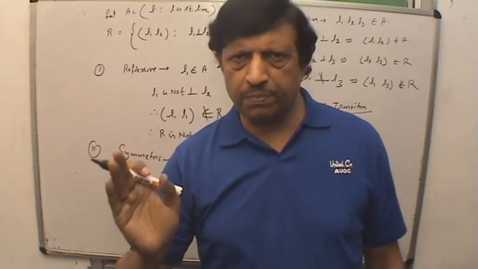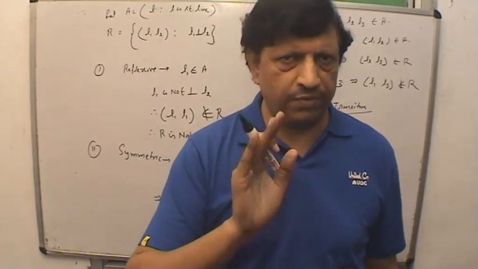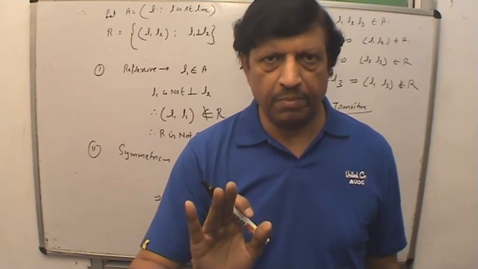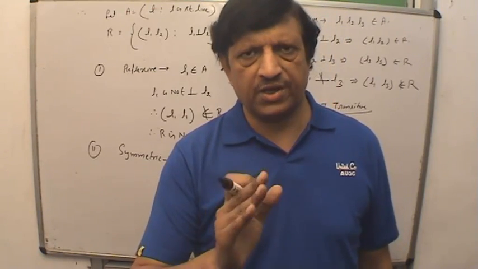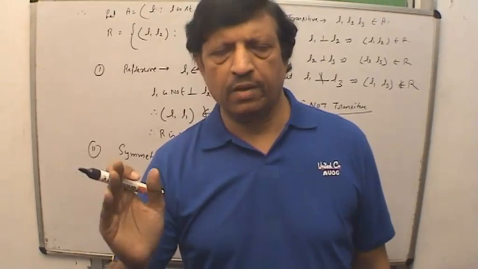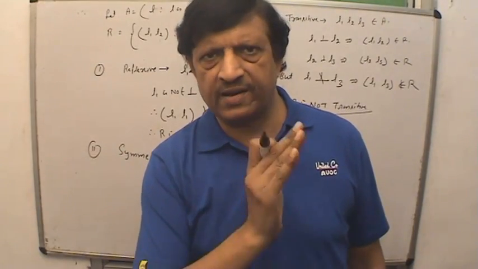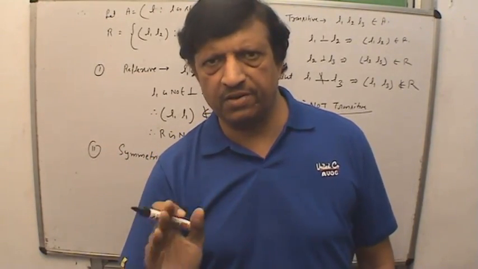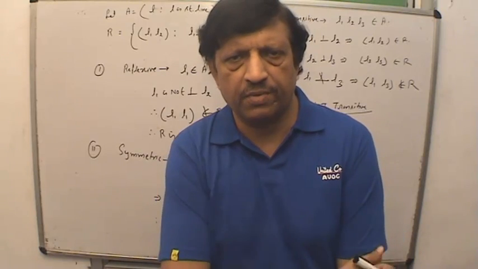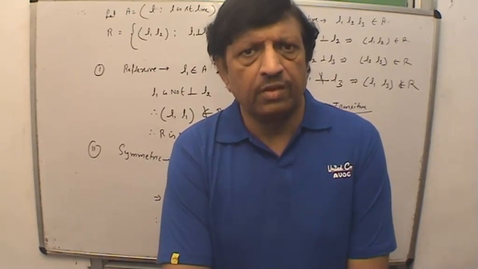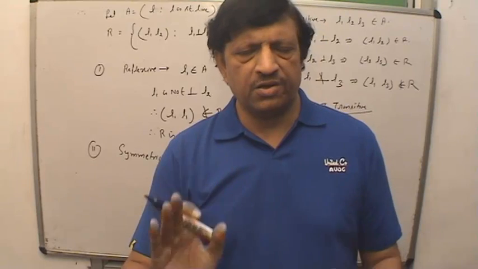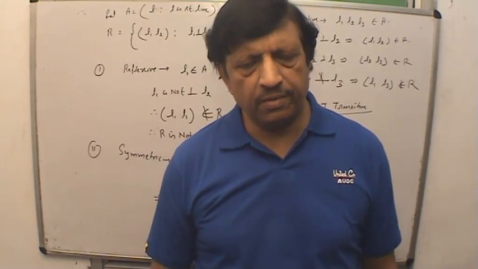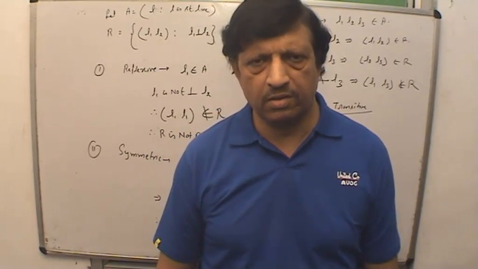A is brother of B and B is brother of A. Rather, it is symmetric. But we can't say A is equal to B. Both have different personalities. A is different and B is different. So we can't say both are same. It is an antisymmetric property, for example.